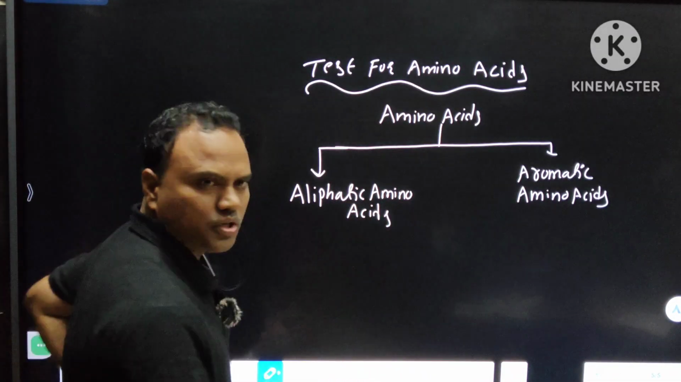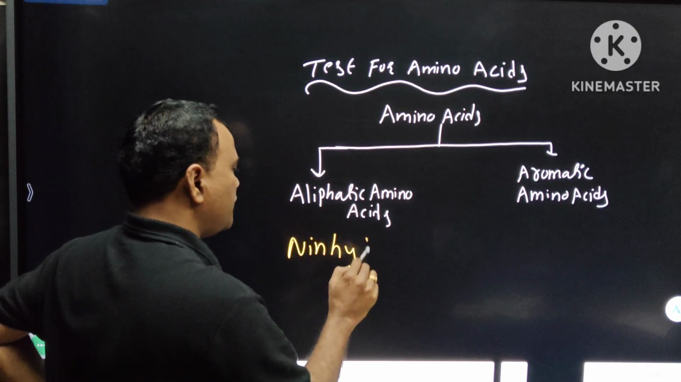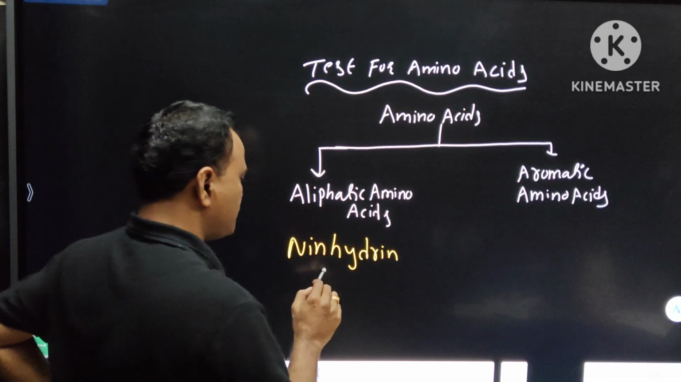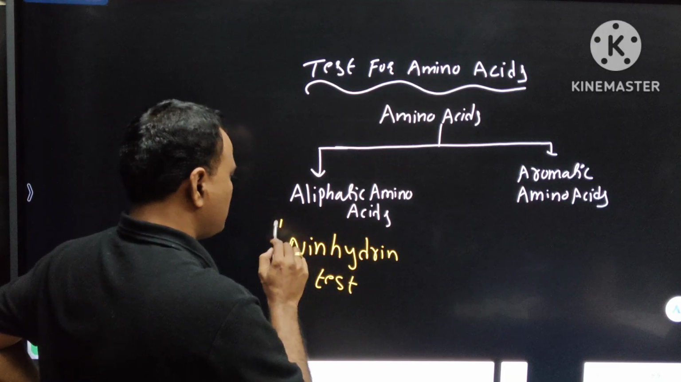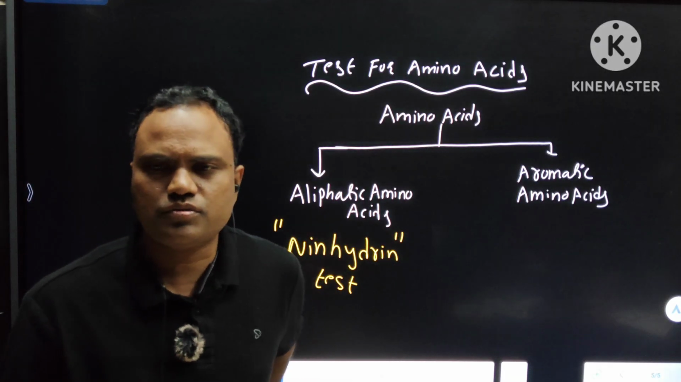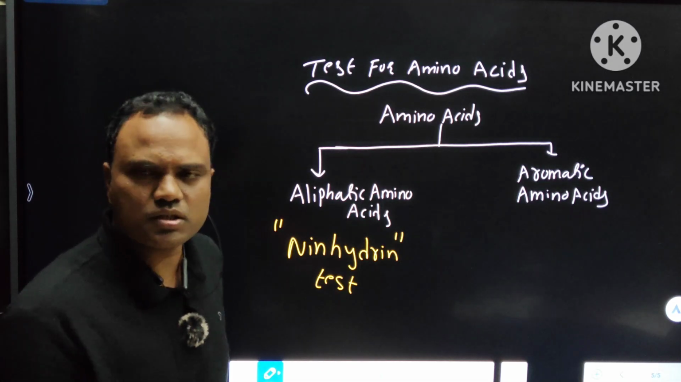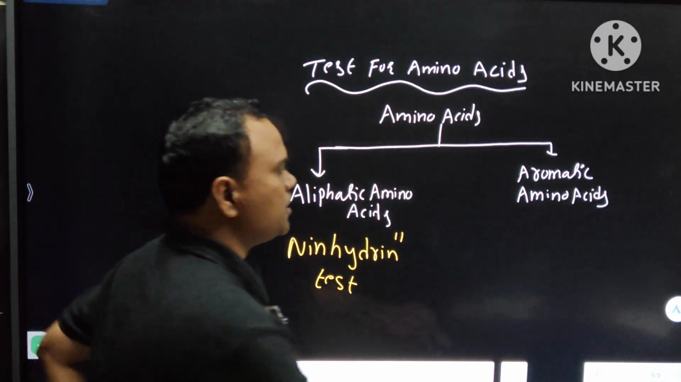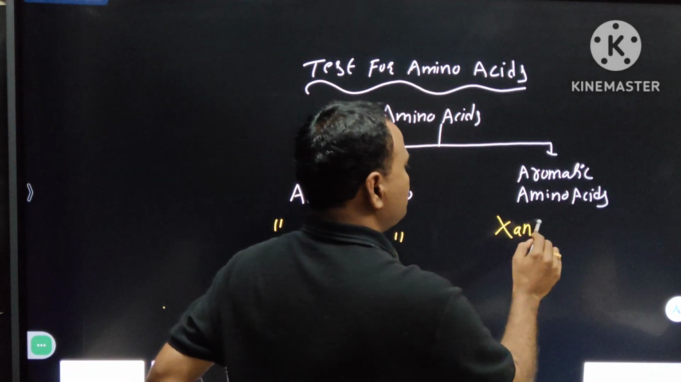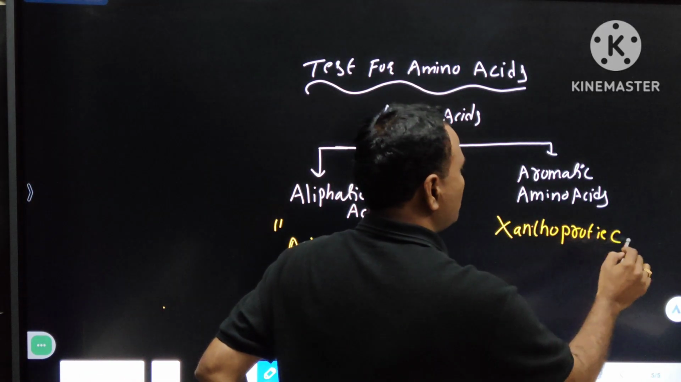Test for aliphatic amino acid, ninhydrin test. Highlight this. Ninhydrin test. Which of the following tests is used for the amino acids? Ninhydrin test. Especially for aromatic amino acids, benzene ring containing: xanthoprotic test.